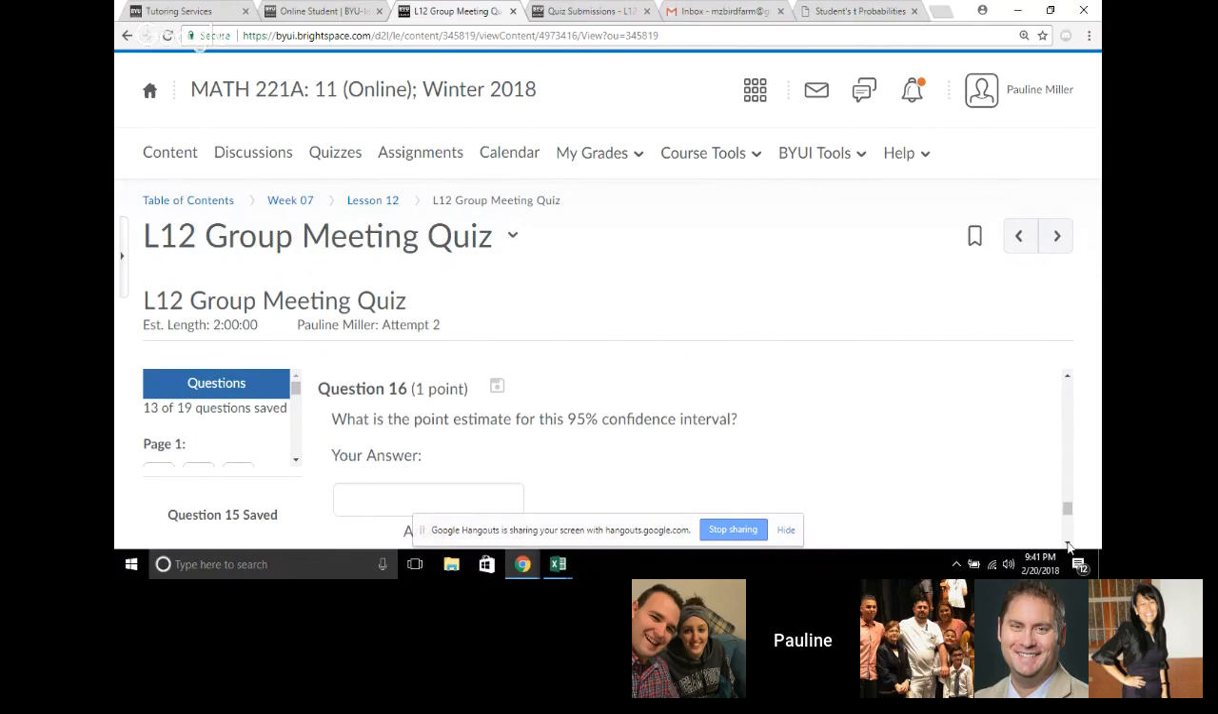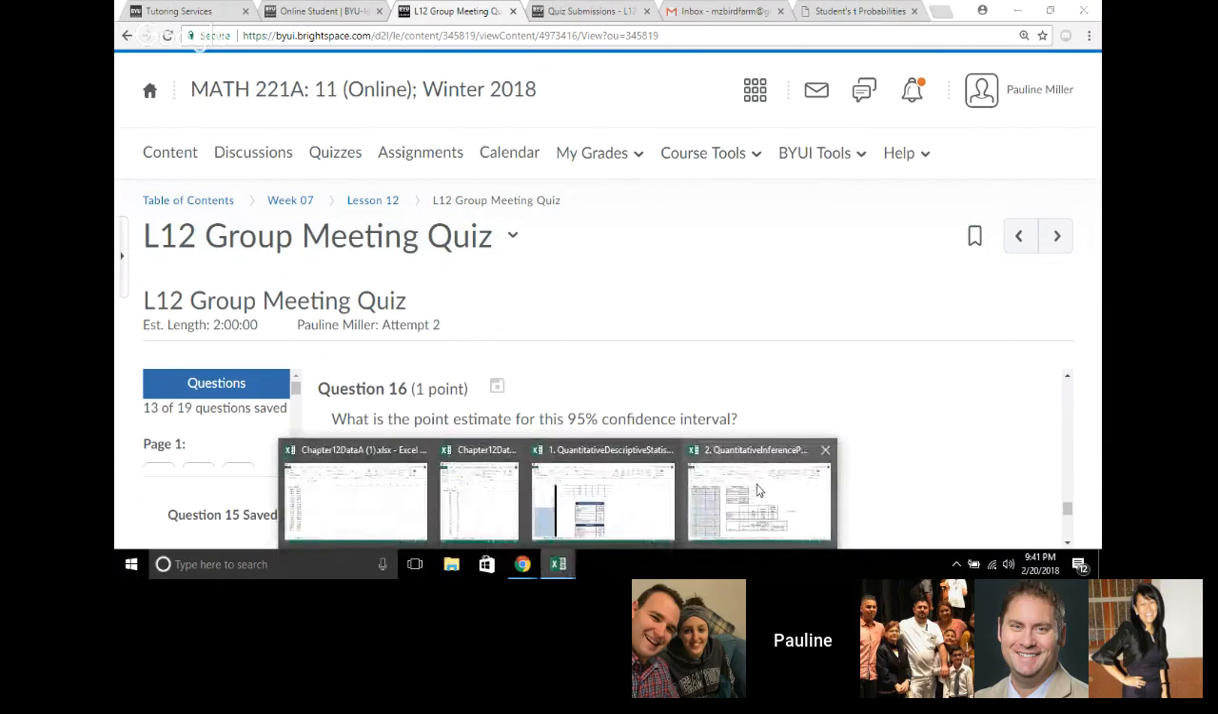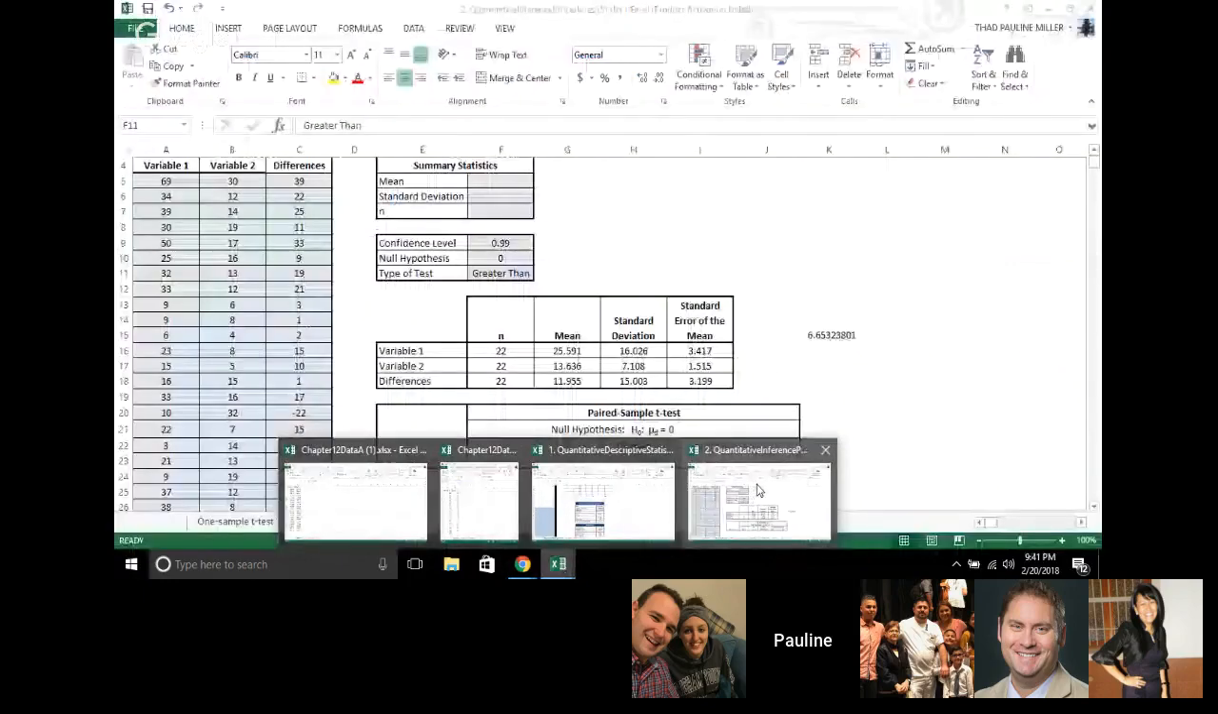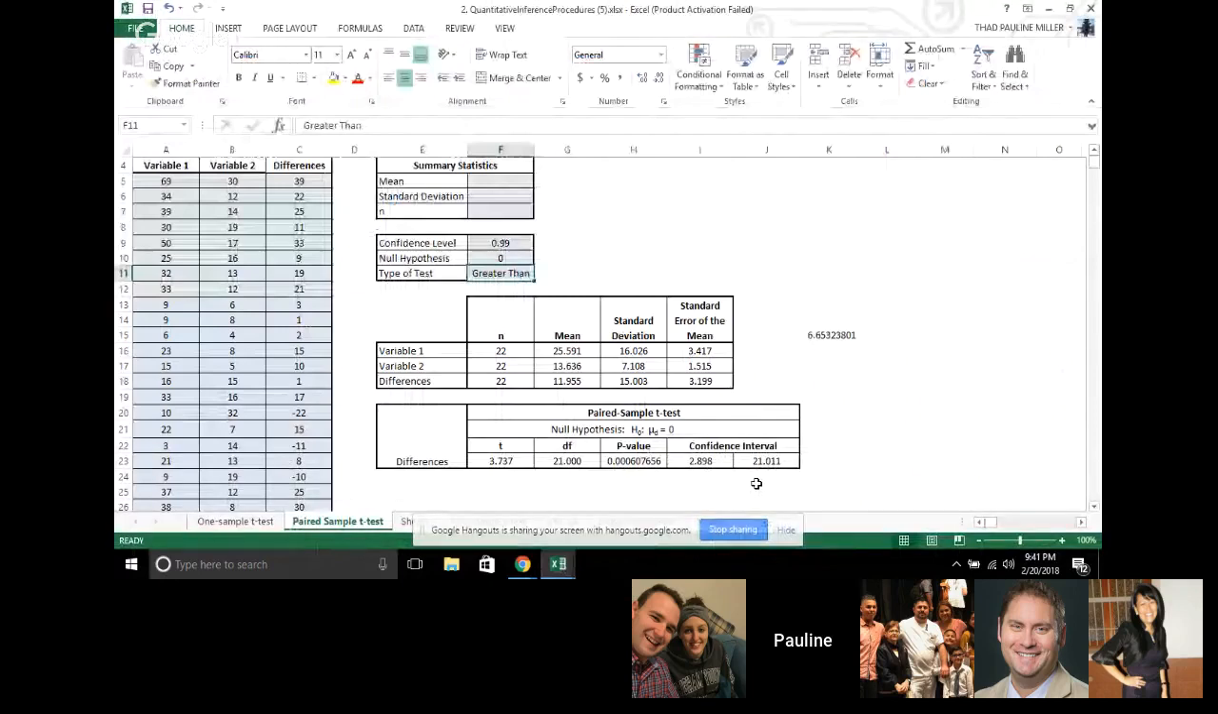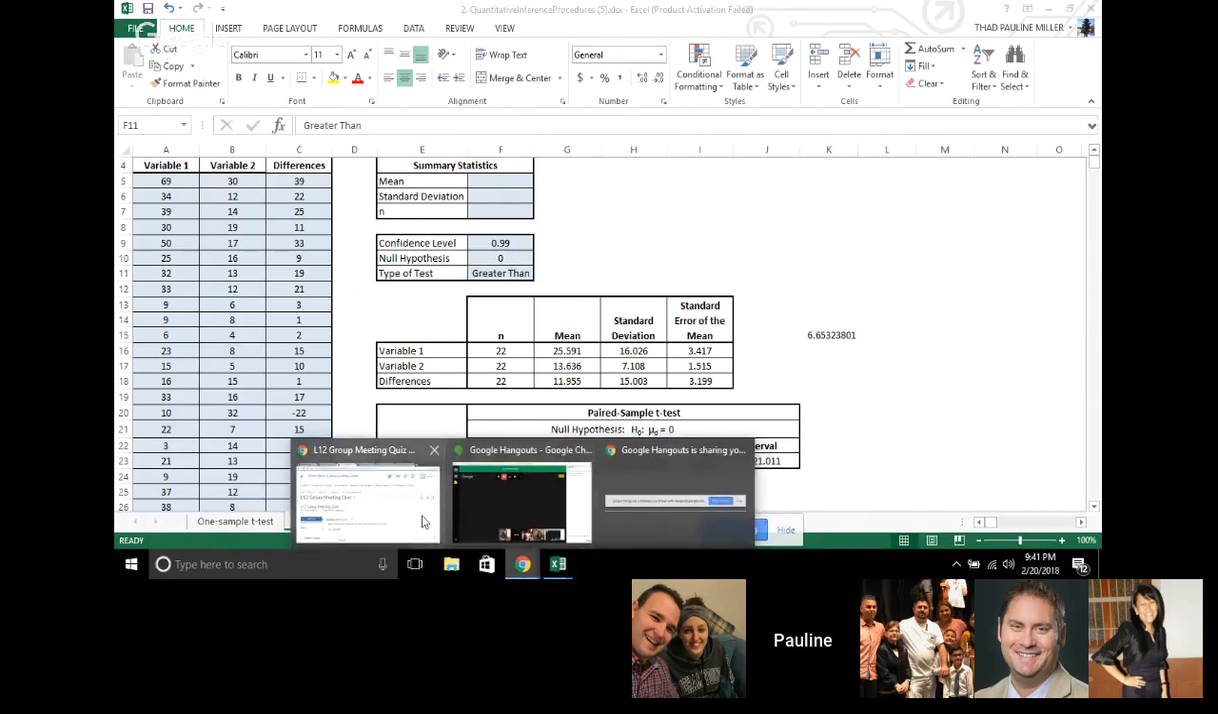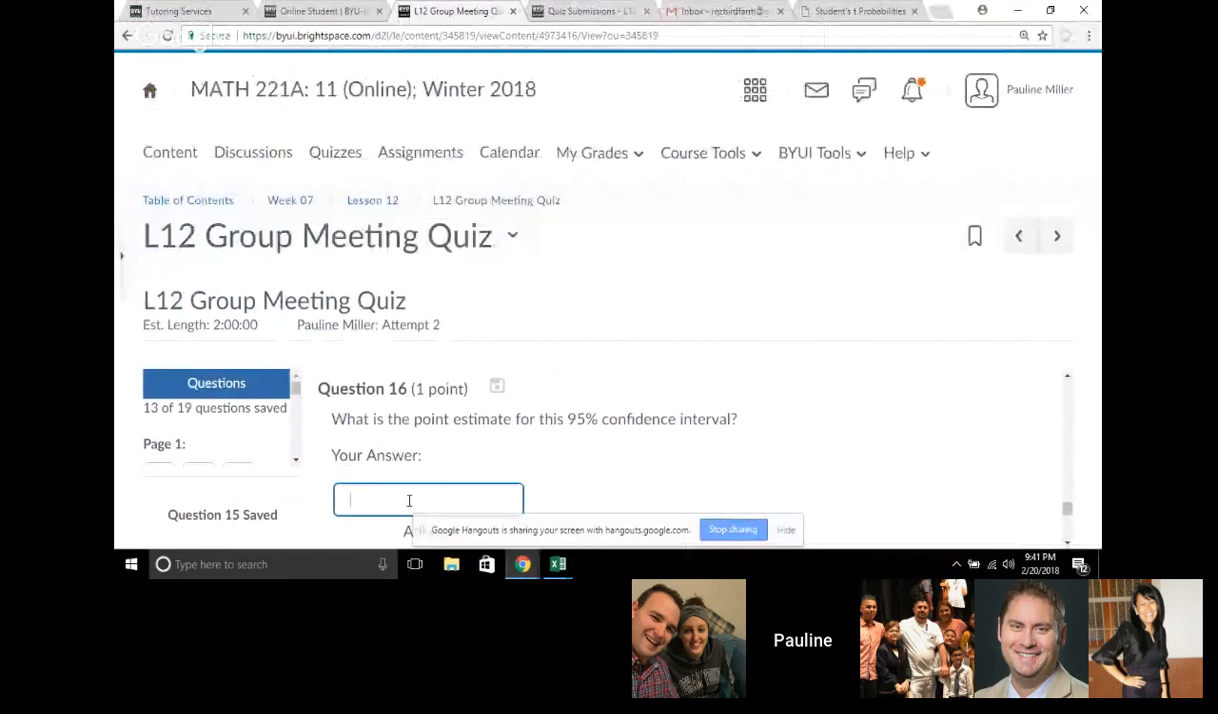And then what is the point estimate for the 95% confidence interval? Point estimate. That's the D bar. That one confused me. So the D bar is the mean right here, 11.955. And you just have to get that off of the Excel.